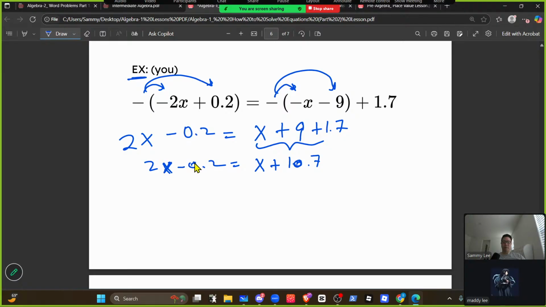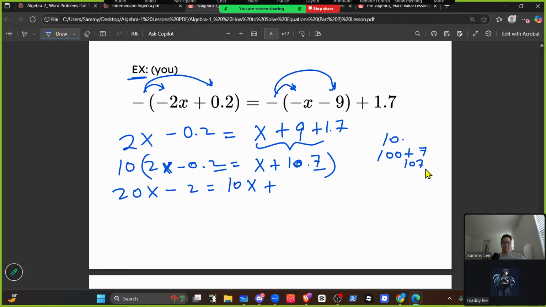Now we can multiply both sides by 10, since there's only one decimal place in the equation, to get rid of the decimals. When we do that, we get 20x minus 2 equals 10x plus 10 times 10.7. What is that? 10 times 10 is 100, and 10 times 0.7 is 7, so 107. So we have that going on.